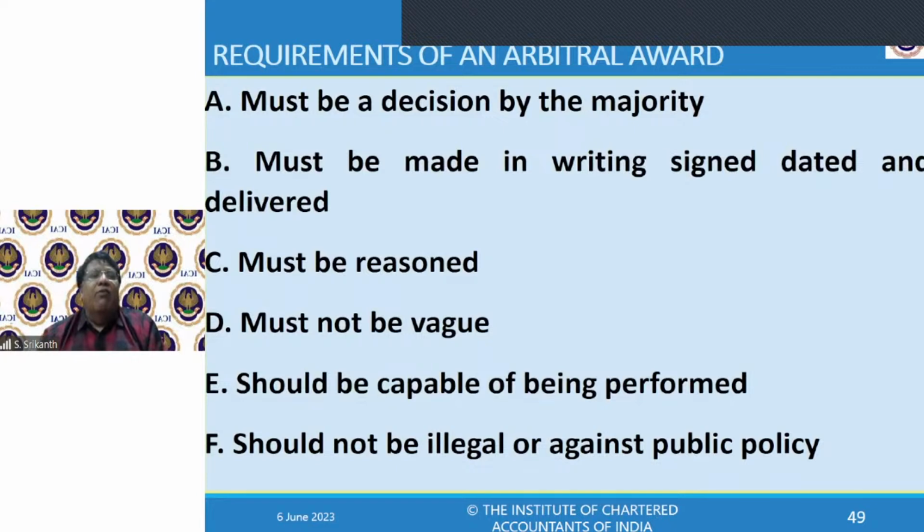Okay. So an arbitral award should be a decision by the majority. Meaning, if there are 3, 2 should be supporting. Must be made in writing, signed and dated and delivered. Must be reasoned. Must not be vague. Should be capable of being performed. Should not be illegal or against public policy. These are the arbitral awards.